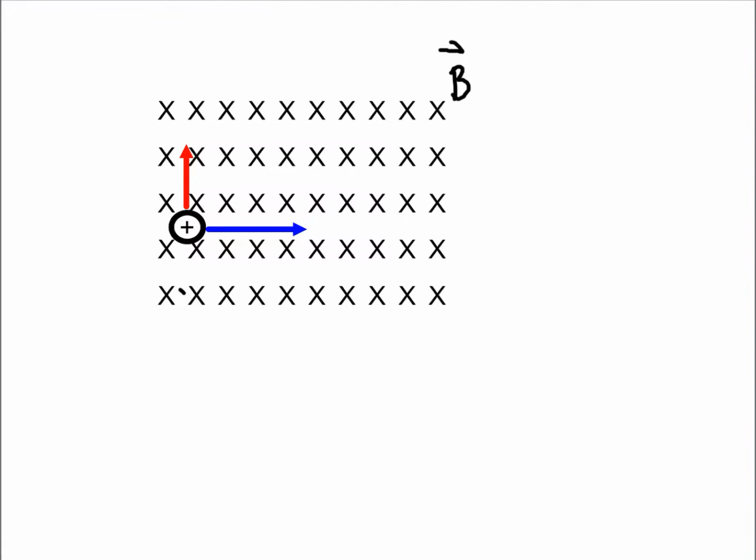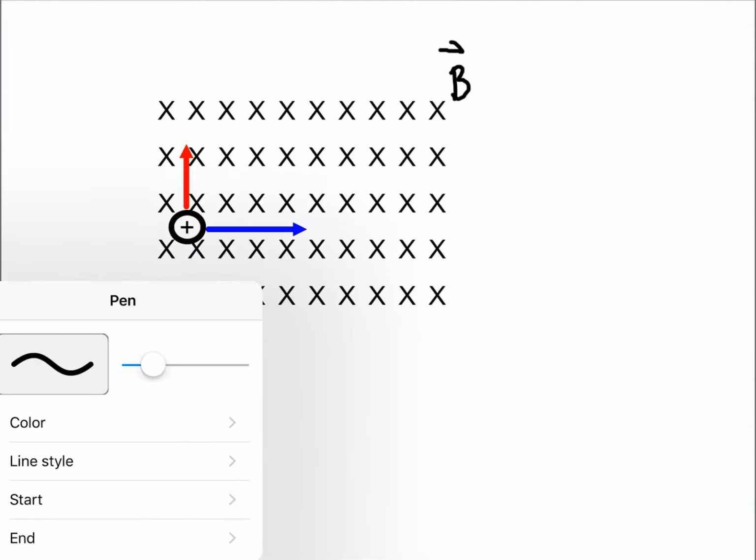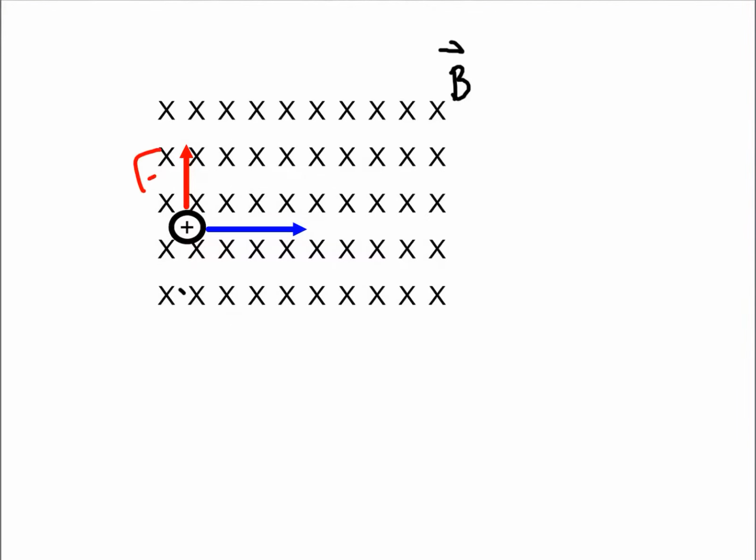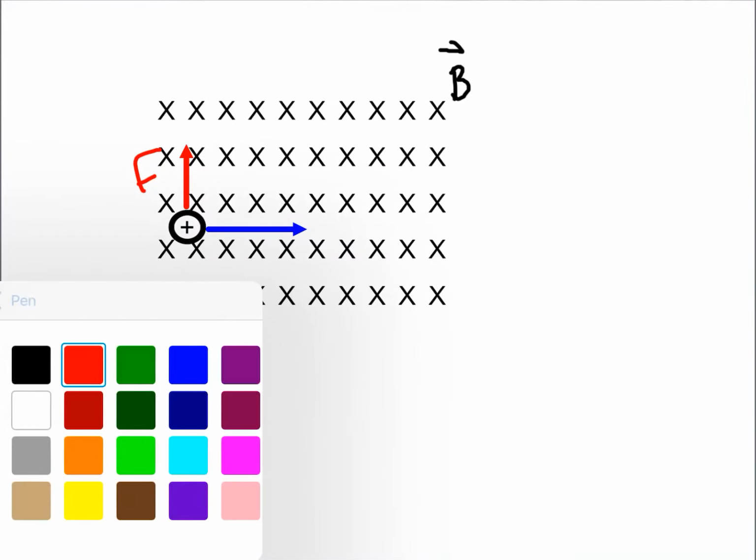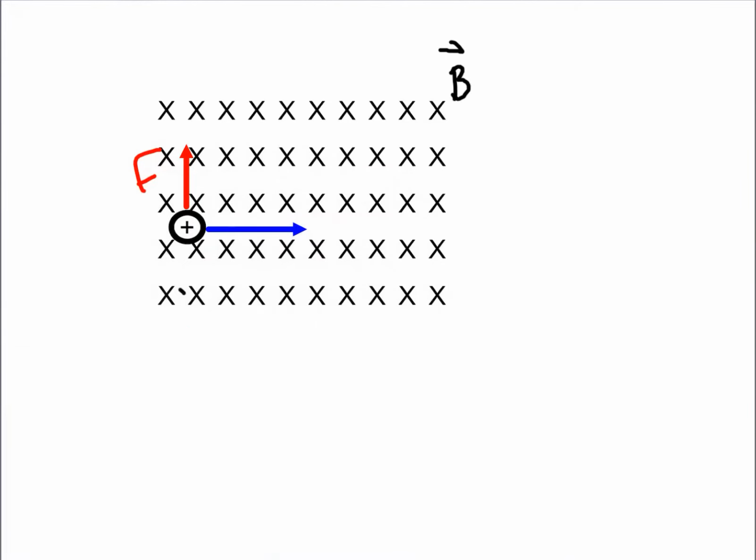So here's what this would look like. Here's what the diagram would look like if we were in that magnetic field. The force would be upwards. The velocity would be to the right, at least initially. And the magnetic field is into the board. Hopefully at this point we've done enough of these that it's getting a little bit simpler for you.